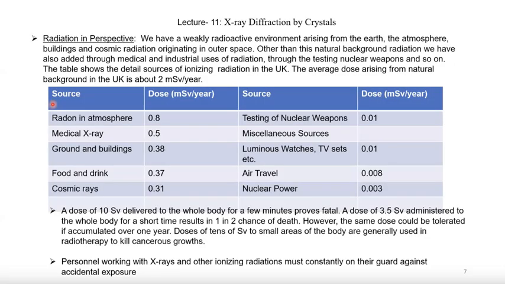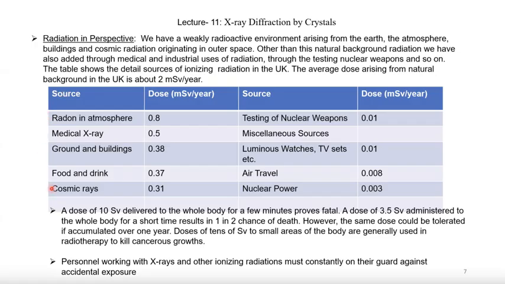Well, radiation in perspective, what happens? We get natural radiation other than man-made radiation, that is, other than medical and industrial uses of radiation or even testing of nuclear power. Other than this, we have some environmental radiation. And again I come to the UK limit. The average dose arising from natural background in the UK is about 2 millisievert per year.